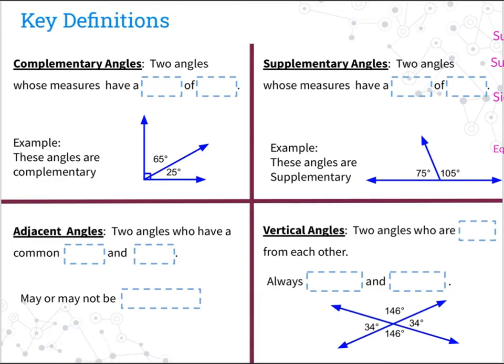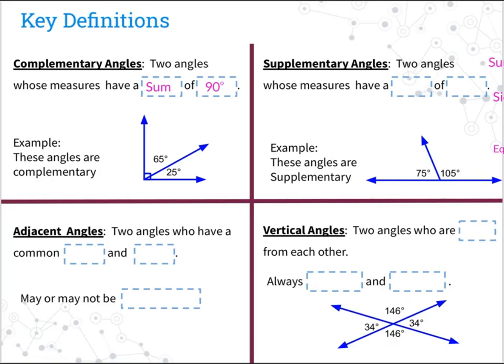So here we are with some key definitions. The first type of angle we're going to be talking about is complementary angles. Complementary angles are two angles whose measures have a sum of 90 degrees. So for example, here we've got 65 plus 25. 65 plus 25 does equal 90 degrees, so those two angles are complementary.